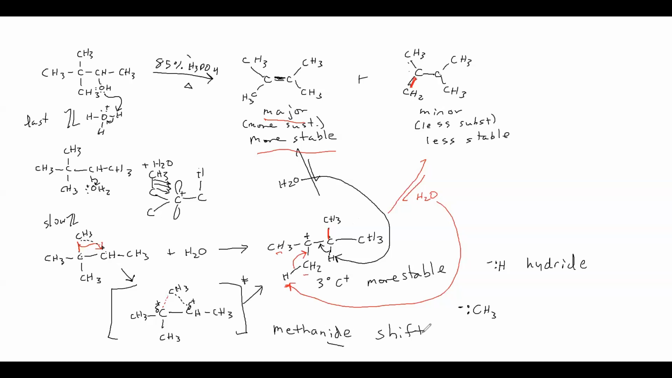So methanide shift, and this is an example then of something that we call a 1,2 shift. That just means that the shift is happening from one carbon to the one right next to it, right? So 1,2. Okay, so that's how we get these rearranged products in a dehydration. Let me say a few more things about this then.